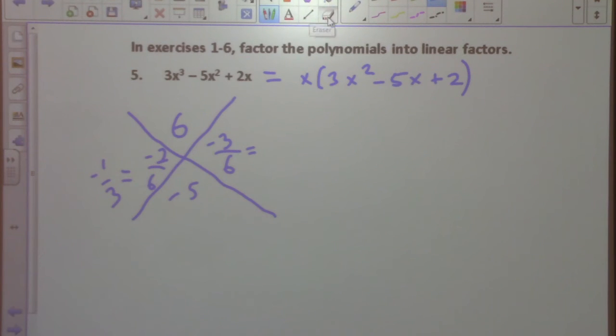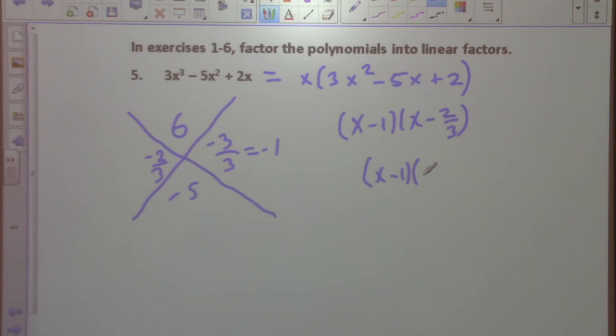Oh, sorry. Thank you for correcting me. It shows how awesome you are. I said A, but put 6 underneath there. Thank you for catching that. So we get negative 2/3 and negative 1. So we're going to have 3x minus 2. And so we bottoms up this thing, so we get x minus 1. And that's the factor that Kayla came up with earlier, right?